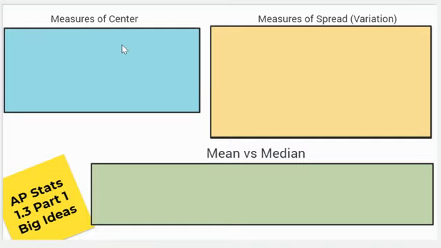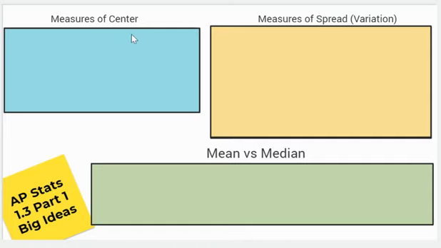When you're asked to describe a distribution, you should be thinking SOCS, which is shape, center, spread, outliers, and unusual features. Now I know the order of that is different than the way I just said it. So you could say shape, outliers, and unusual features, center, and spread. But let's start with center.